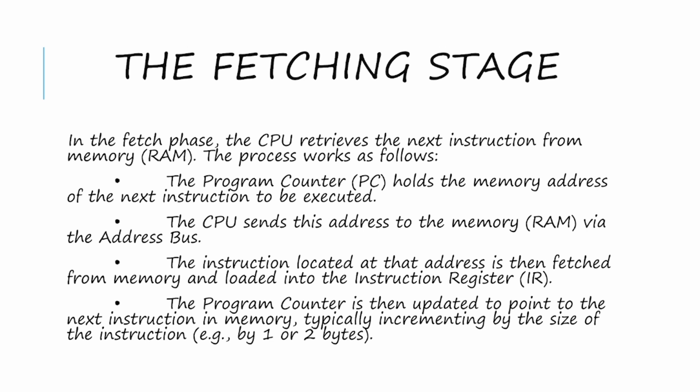The program counter, PC, holds the memory address of the next instruction to be executed. The CPU sends this address to the memory via the address bus. The instruction located at the address is then fetched from memory and loaded into the instruction register. The program counter is then updated to point to the next instruction in memory, typically incrementing by the size of the instruction. Example, by 1 or 2 bytes.